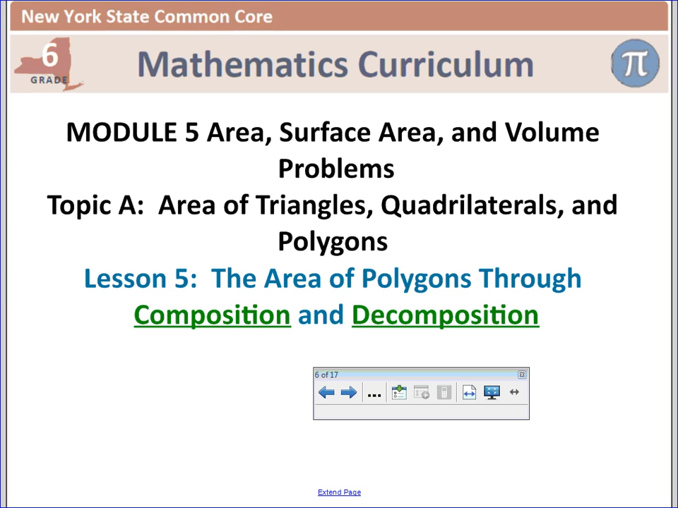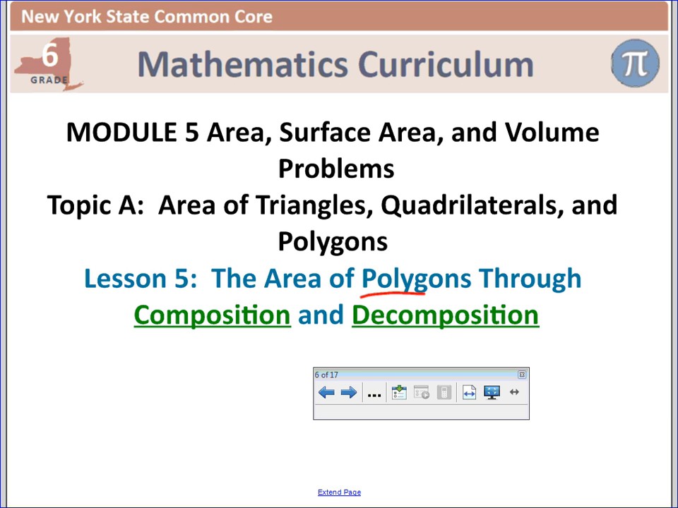Today's lesson is Module 5, Lesson 5, the area of polygons through composition and decomposition. Before we go any further, what's a polygon? Right, a closed figure with straight sides, and it has to have 3 or more straight sides.